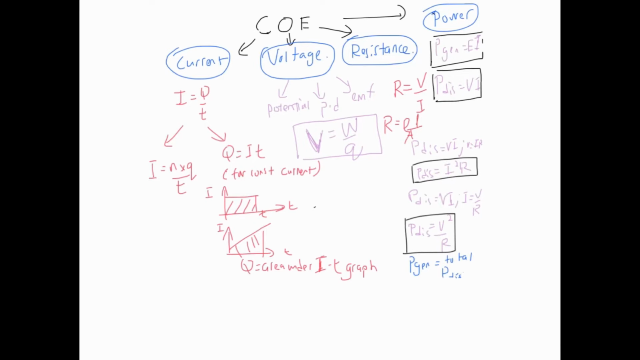So let's first talk about current. So we're going to do one by one. Okay, so what is current? Current is the rate of flow of charge. Okay, so what is rate of flow of charge? That means how fast the current is flowing.